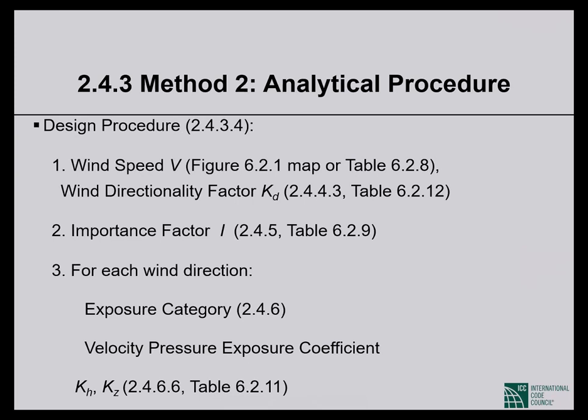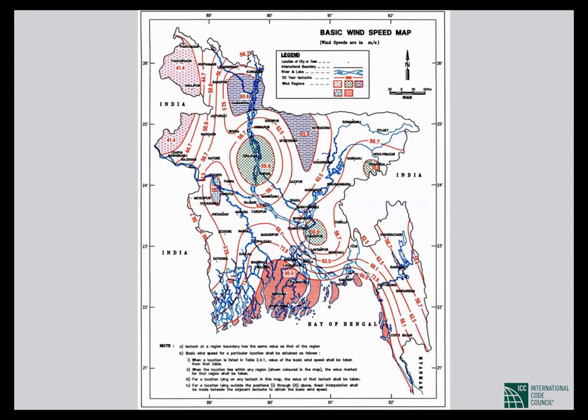Now the method 2 in steps. First, find wind speed V and the wind directionality factor K sub D. Second, find importance factor I. Third, for each wind direction, establish your exposure category. And once you have your exposure category, you can calculate the combined height and exposure coefficients K sub Z and K sub H. So let us look at where those things come from.